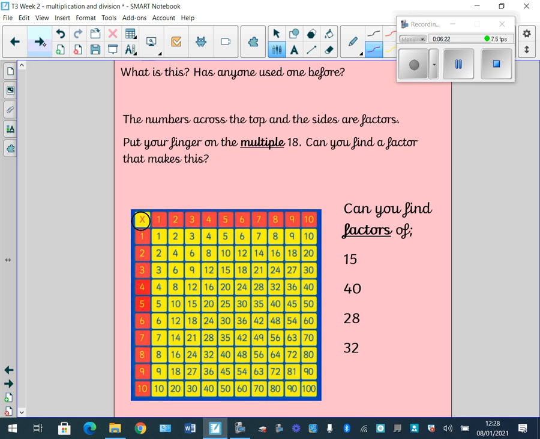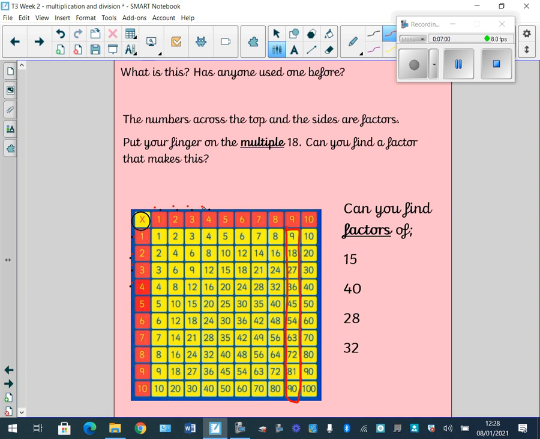Okay, so these numbers across the top and down the side, when we multiply them together, we call them factors. The numbers in each times table, so if we look at the 9 times table here, each of these numbers is what we call a multiple. So the numbers down the side and across the top are factors. Numbers in each times table are what we call multiples.